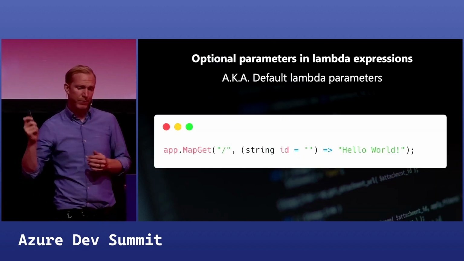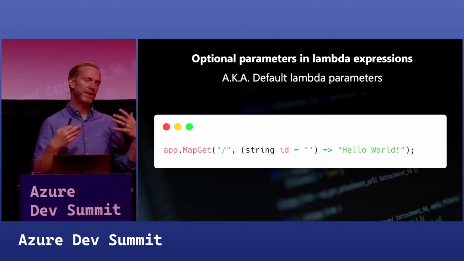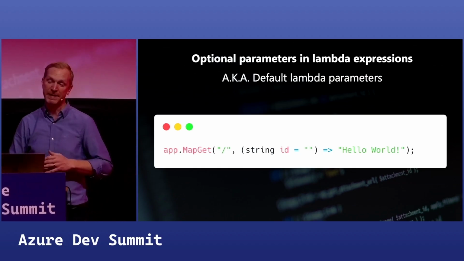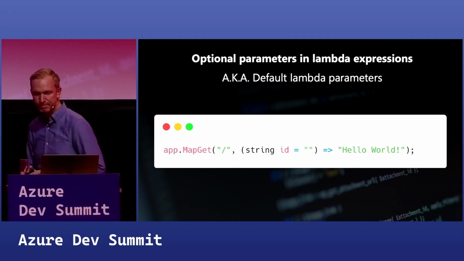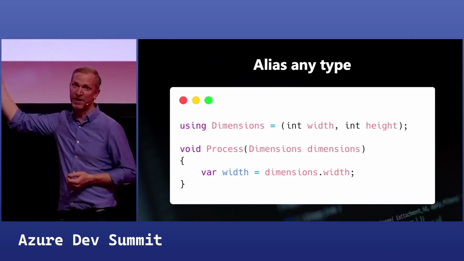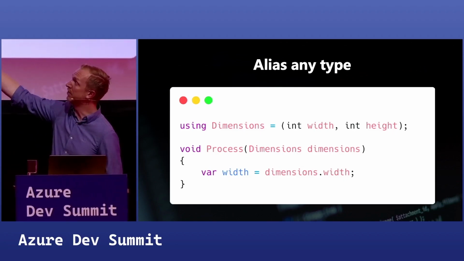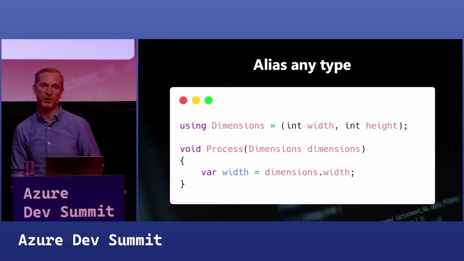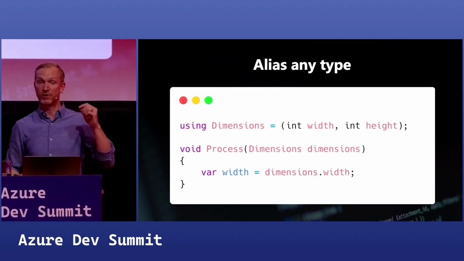And they introduce default parameters in lambdas, again, making it better for us when building these minimal APIs. And we can alias any type to say that inside my entire project, if you use the thing called dimensions, this simply points to a tuple. You don't have to create a class or a structure yourself.